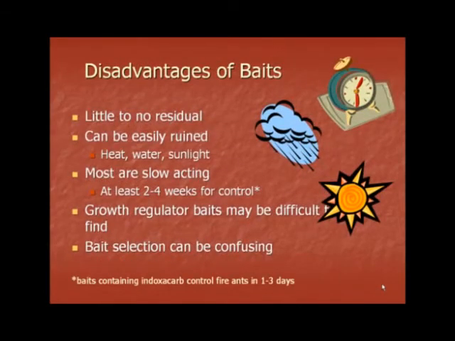However, there are also disadvantages to using baits. There is little to no residual with baits. Baits can also be easily ruined if they are placed in excessive heat, if they are wet, or if they are placed in the sunlight. Most are slow acting. However, there are some fire ant baits that can control fire ants within 1 to 3 days. Most take 2 to 4 weeks for control.